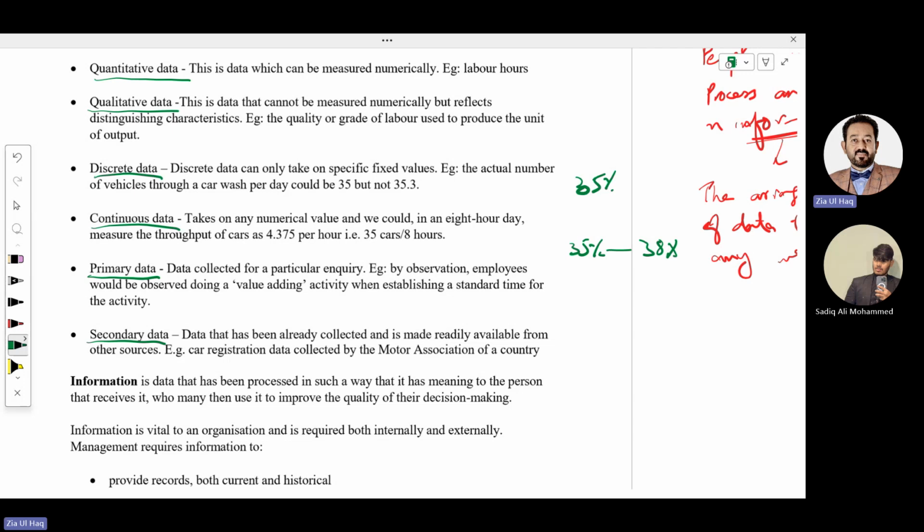Data that is directly relating to your decision making will be called primary data. And data that is not directly relating to your decision making will be called secondary data. According to our book, primary data is data that you have collected by yourself, and secondary data is data that you have obtained from someone else, meaning they obtained it for their purpose and you have obtained it from them for your own use. That will be called secondary data.